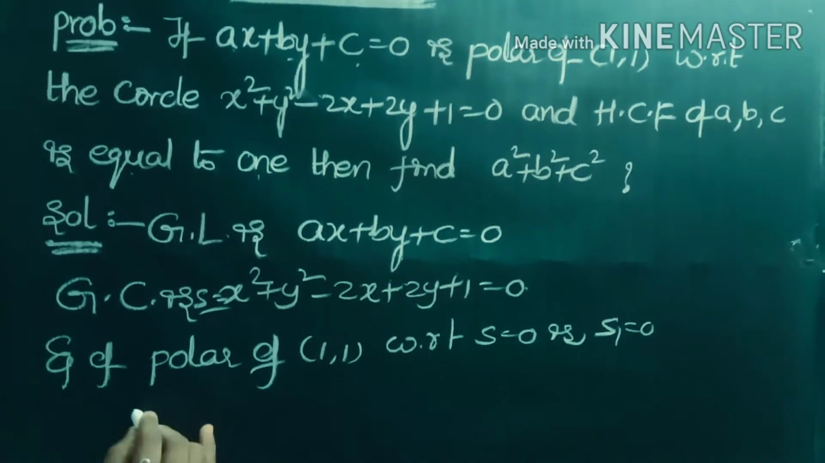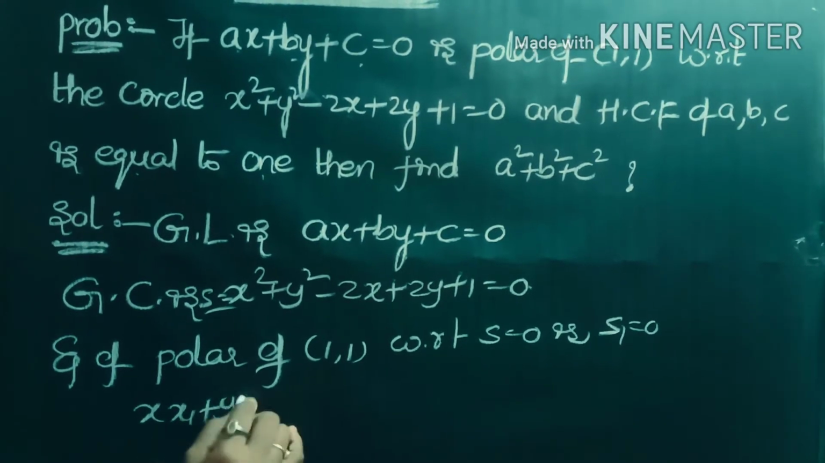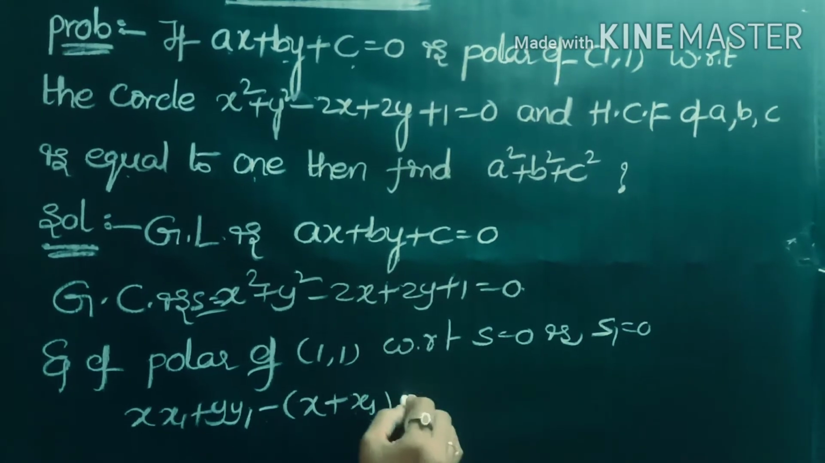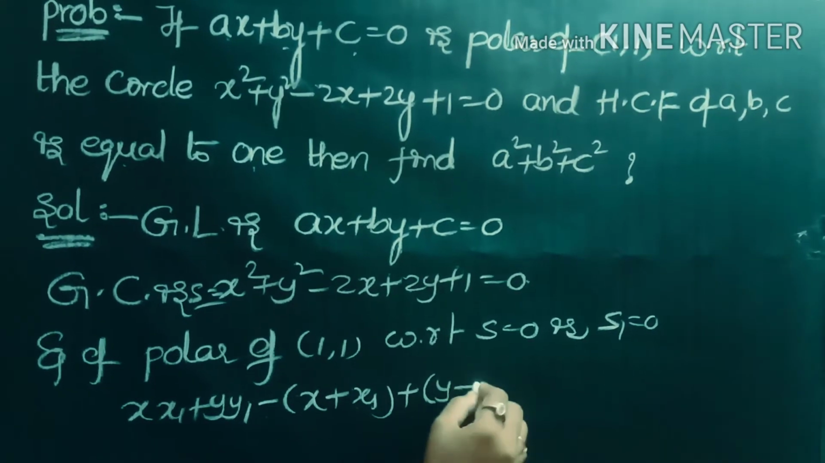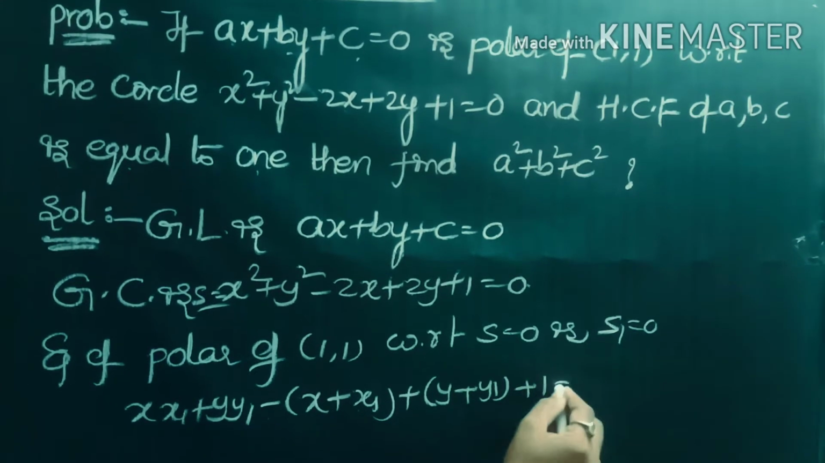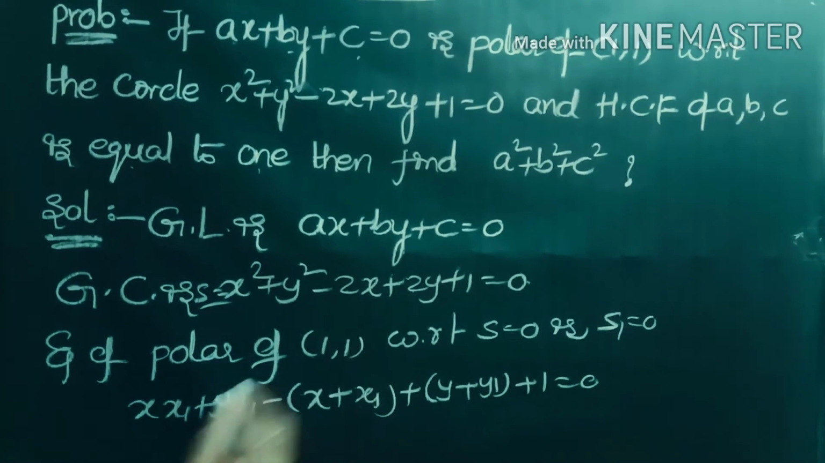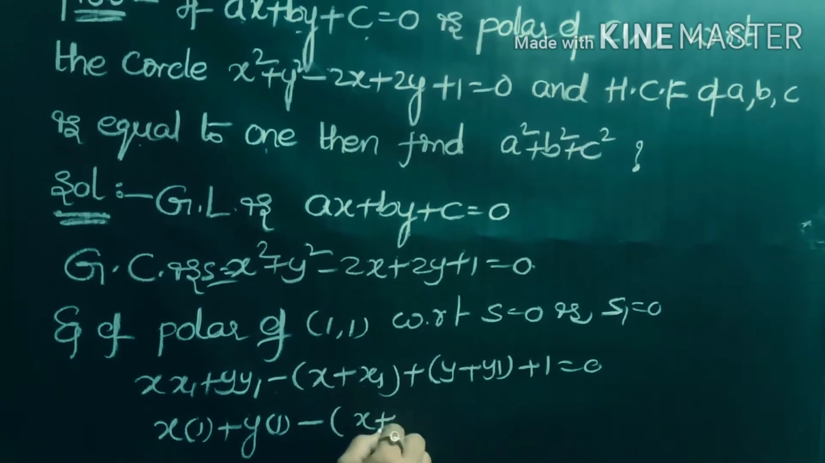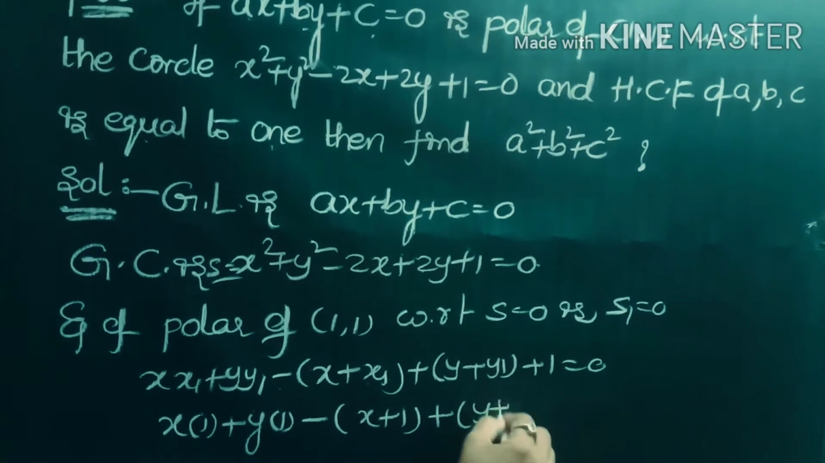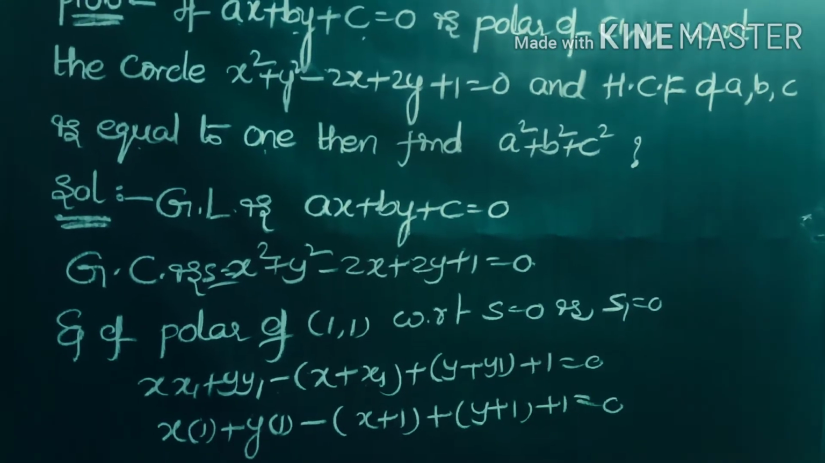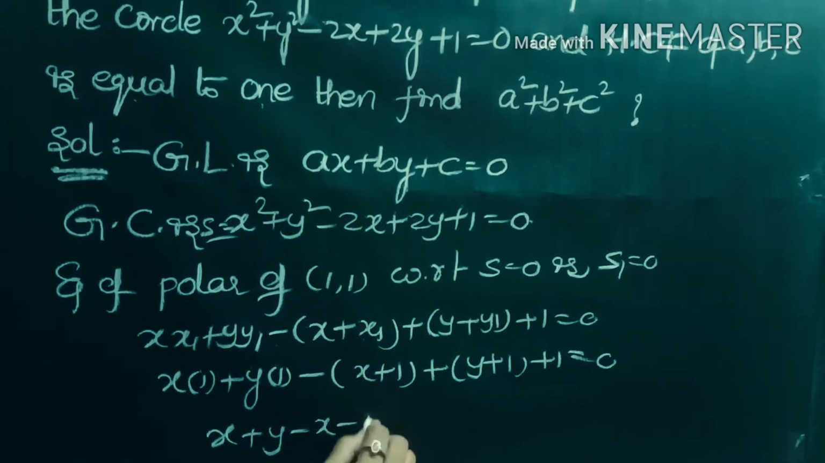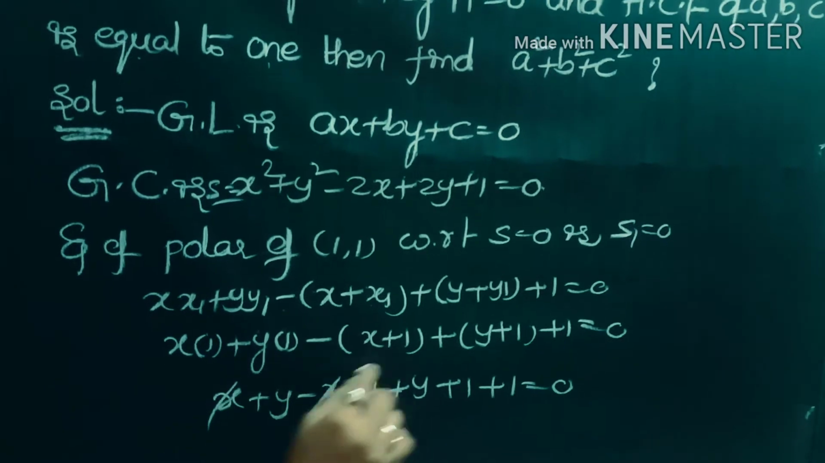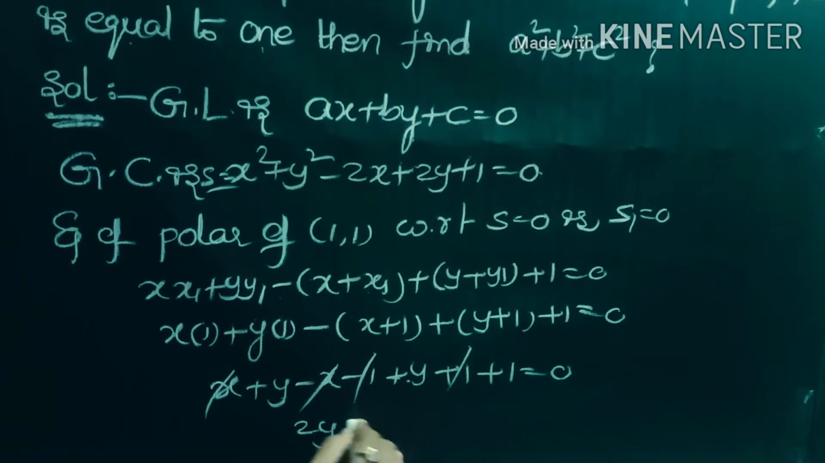So, S1 equal to 0 notation: x x1 plus y y1 minus (x plus x1), this is 2 by 2, plus (y plus y1), plus 1 equal to 0. Now in this equation we take (x1, y1) equal to (1, 1): x into 1 plus y into 1 minus (x plus 1) plus (y plus 1) plus 1 is equal to 0. That is x plus y minus x minus 1 plus y plus 1 plus 1 is equal to 0. That is 2y plus 1 equal to 0.